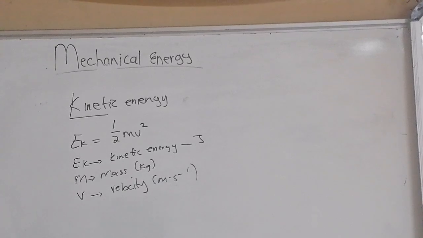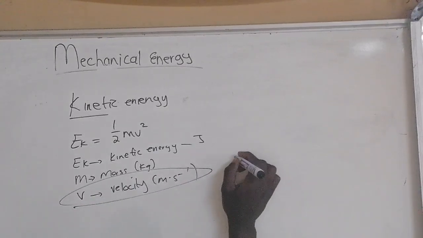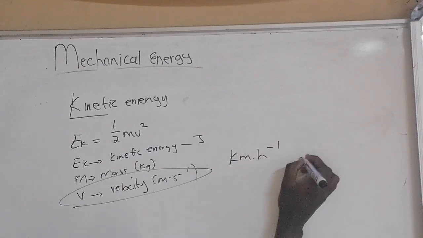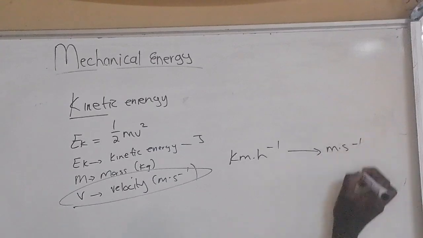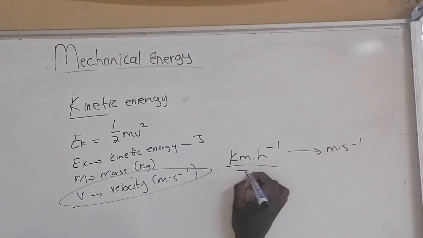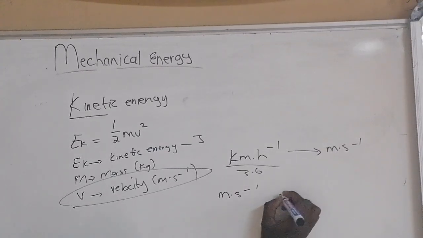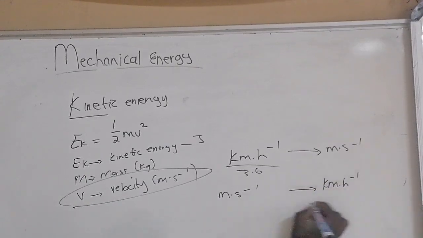Alright, when we come to the velocity, they can give you kilometers per hour. Then they want you to convert it to meters per second. You simply divide by 3.6. Do not forget that. It is usually 2 marks. But when they give you meters per second, then they want you to convert it to kilometers per hour. You just multiply it by 3.6.